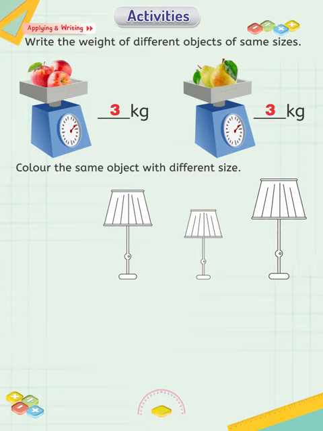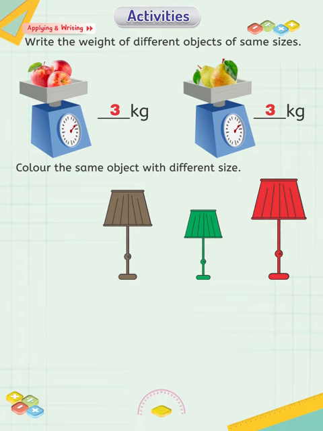Color the same objects with different sizes. You see 3 table lamps here. They look similar but their sizes are different. You may color them as you like. For example, you may color the biggest lamp in red, the bigger one in green, and the big one in brown, or as you like.